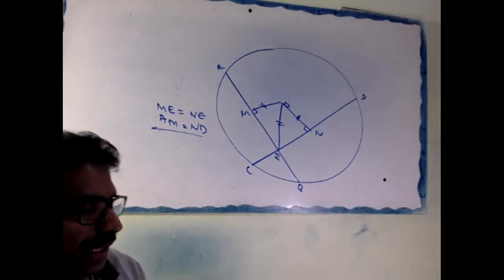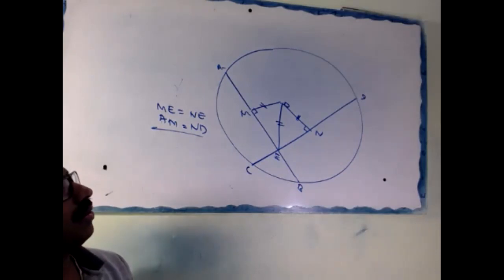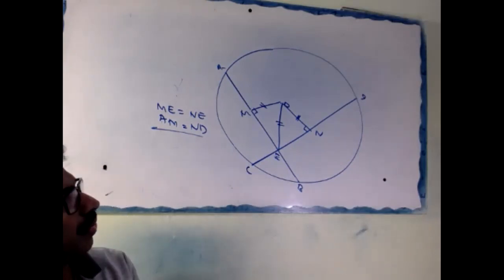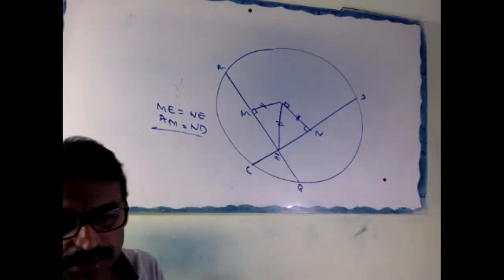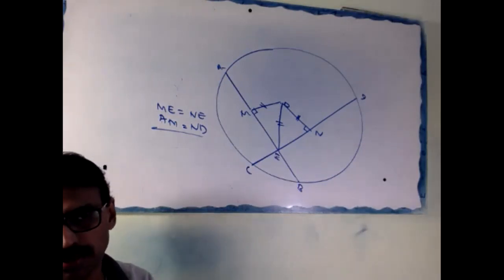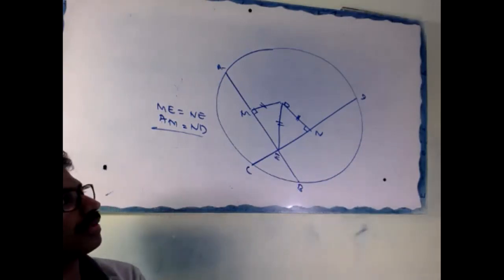ON perpendicular to CD. Join OM. Join OE. Okay. Then proof.